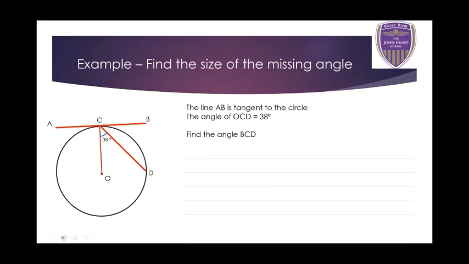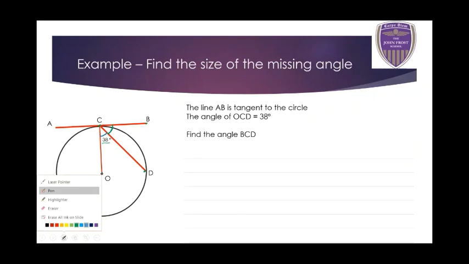So we're told that the line AB is tangent to the circle. The angle of OCD is 38 degrees. So I've got points O, C, and D, and the angle in between them is 38 degrees. I'm asked to find the angle BCD. So I've got B here, C, and I've got D. So I'm trying to find this angle here. Okay. And I'm only told 38 degrees is the angle just next to it.